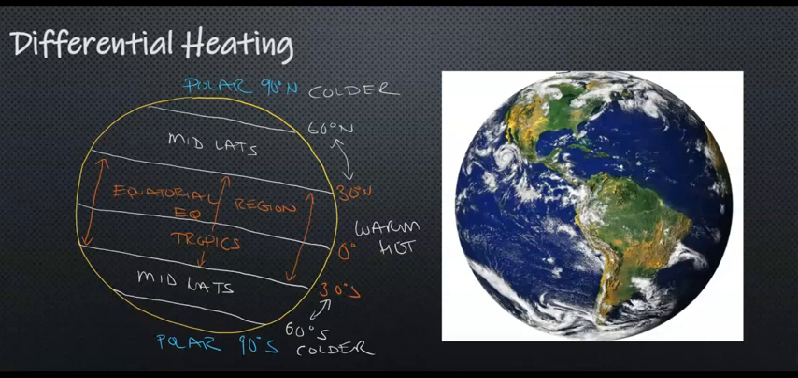So the key is to remember that the equator is hot and the poles are cold because of the Earth's shape and because of receiving radiation from the sun in straight lines, or photons, and it being concentrated through different surface areas. So the equator is concentrated and the poles are spread out.